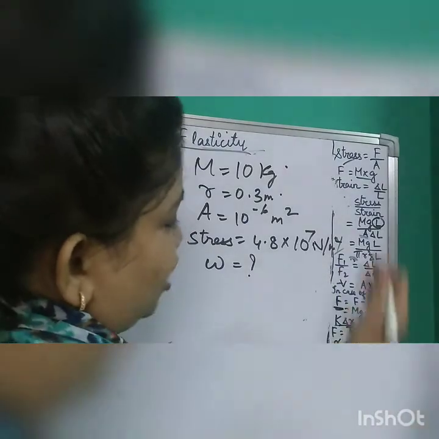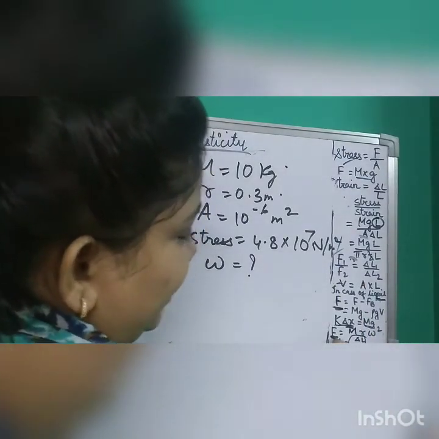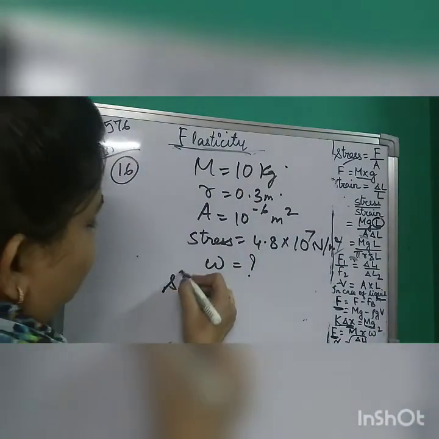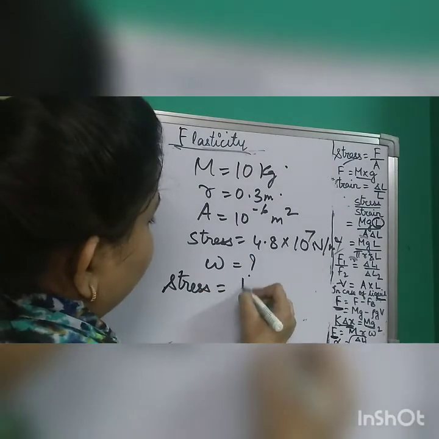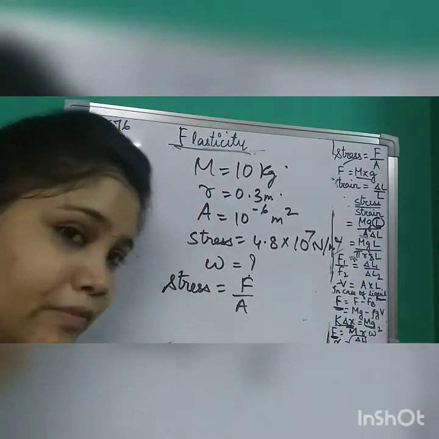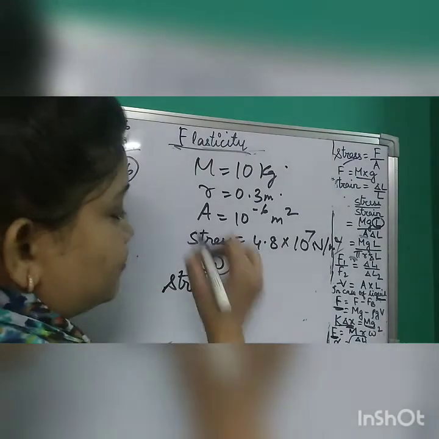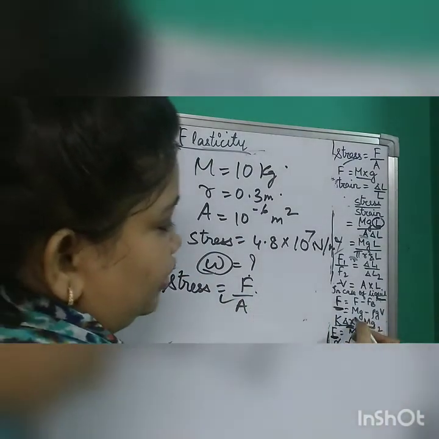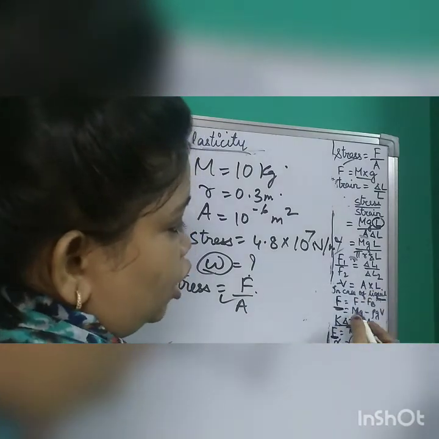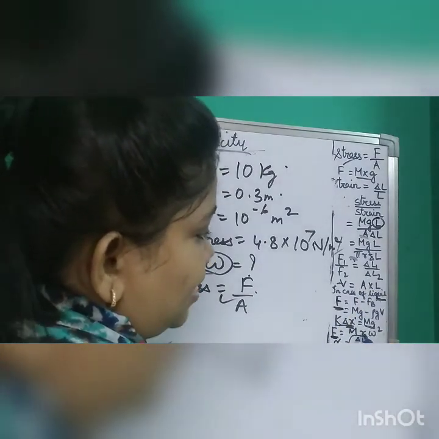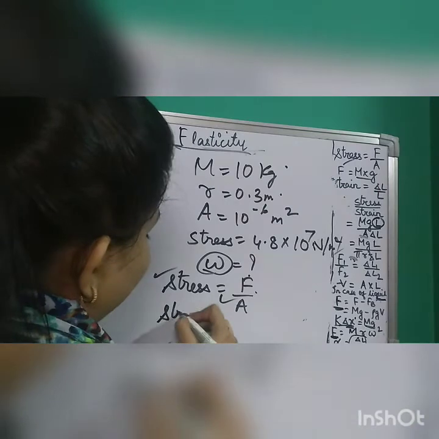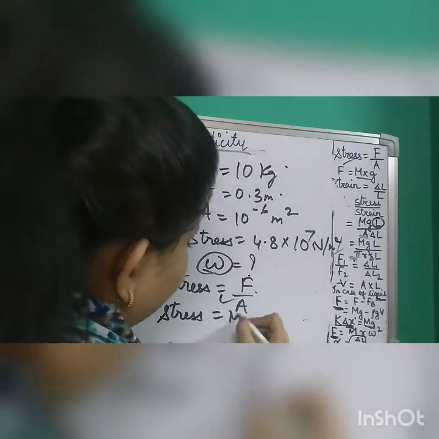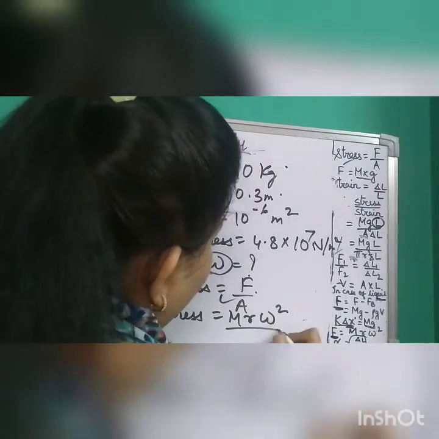Now see students, what is the formula of F I have written? Let us start from the beginning. Stress is force by area. What you have to find out is omega. Stress is given, area is given. Very good. Now force, in terms of omega, is m r omega square. So we can write breaking stress is equal to m r omega square by area.